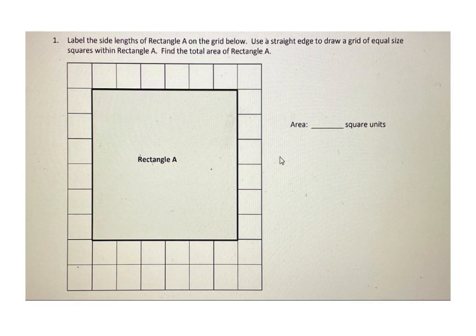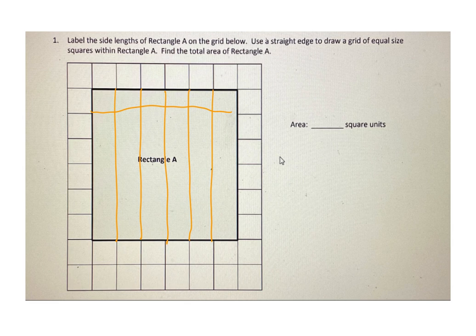So this is label each side of the rectangle A on the grid below. Use a straight edge to draw equal size squares within the rectangle A. So as before, I'm not going to use a straight edge again, but they're going to be relatively equal. These lines might be a little crooked. I'm drawing sideways, but the whole point is you get the idea of the squares. So this is doing exactly the same thing, just with one big box.